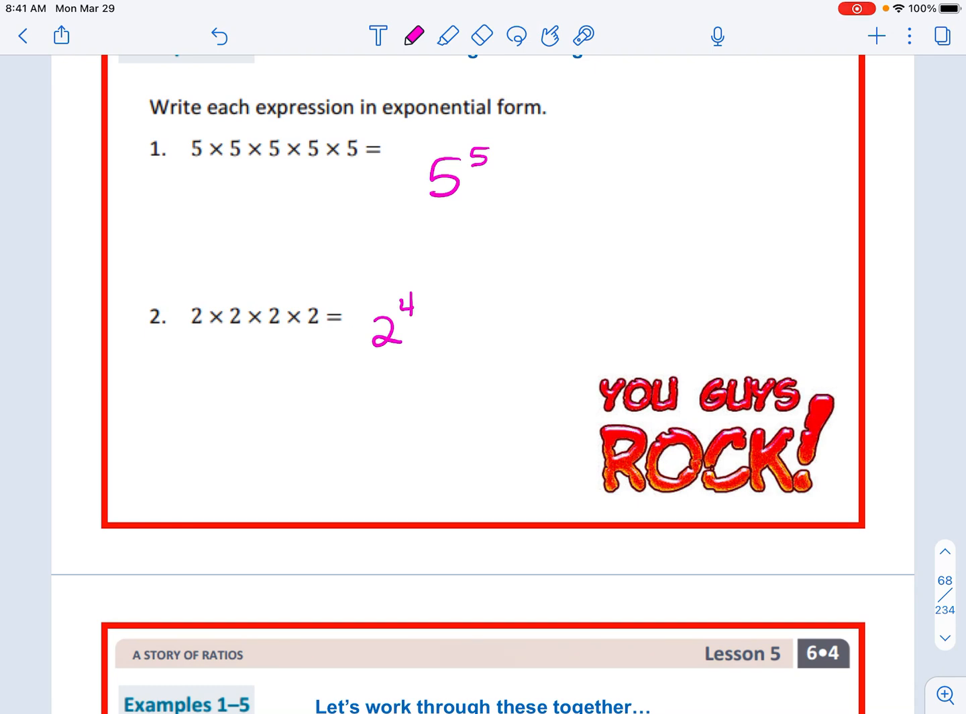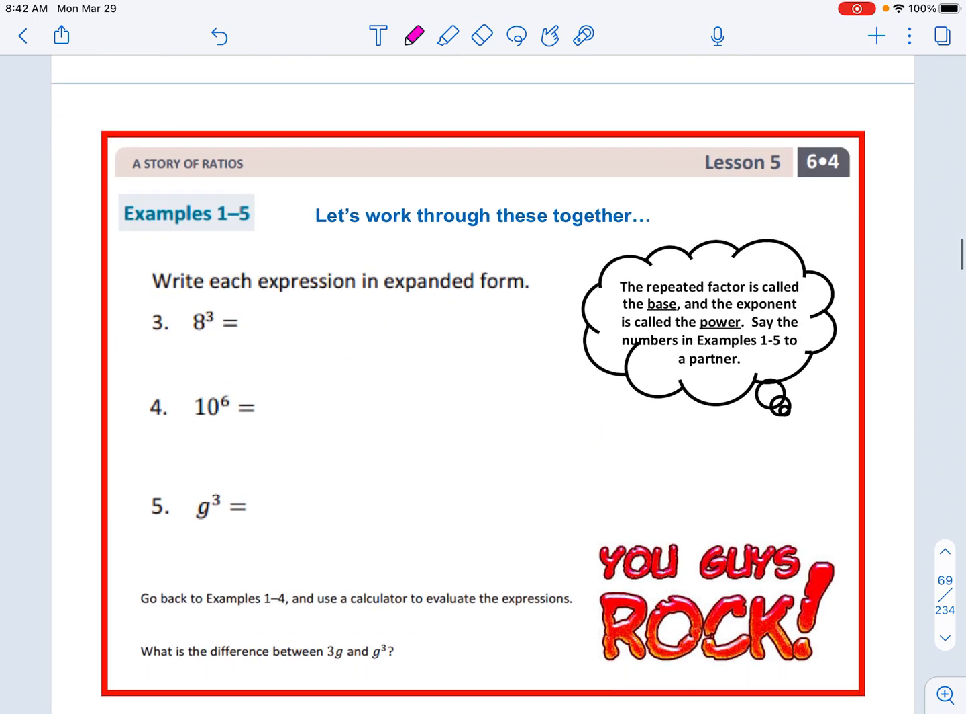Pause the video and see if you can solve 2 to the fourth power, okay? Remember, you're doing 2 times 2 times 2 times 2, not 2 times 4. So the answer is not 8, okay? It is not 8. So pause the video, see if you can solve number 2. You should have paused your video, okay? And if you would have multiplied, 2 times 2 is 4, times 2 is 8, and then 8 times 2 is 16. So 2 to the fourth power is equal to 16, okay?